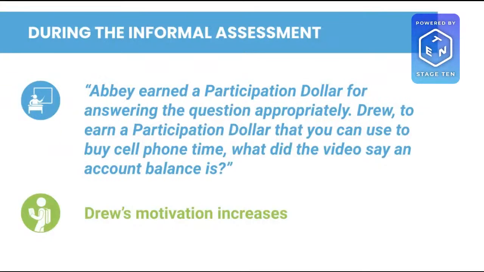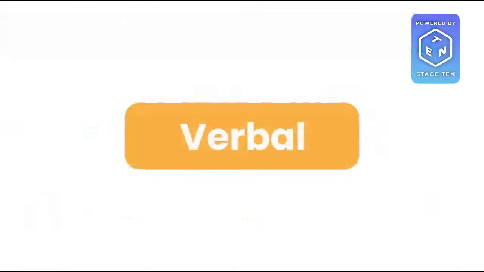Next, the teacher can give Drew another opportunity to earn reinforcement. This time, the teacher highlights the expected behavior as well as the reinforcement contingency. The teacher reminds Drew that he must respond appropriately in order to earn a dollar, and that his dollars can be used to purchase rewards. The teacher can provide verbal prompting to Drew to help him respond as needed. Multiple verbal prompts can be provided before the teacher moves on to another level of prompting.